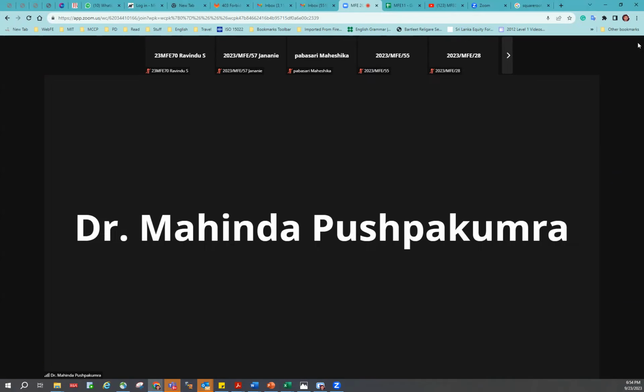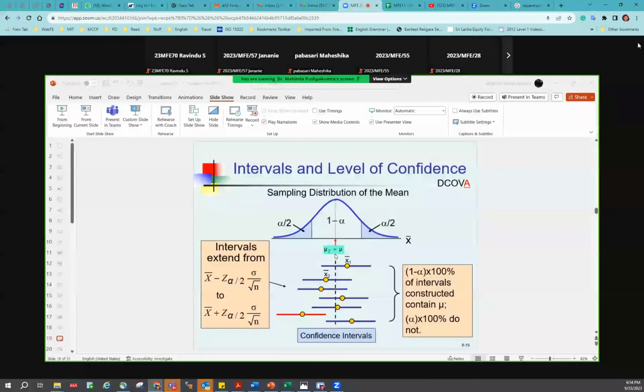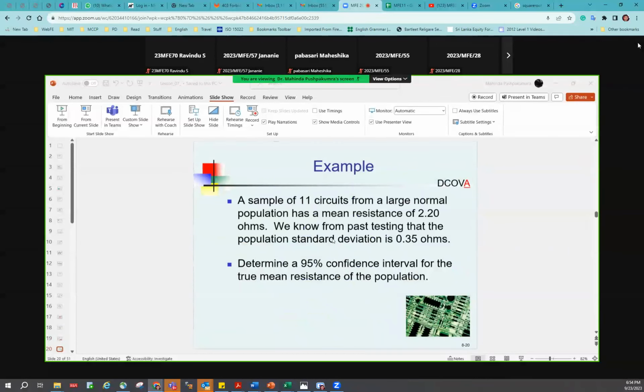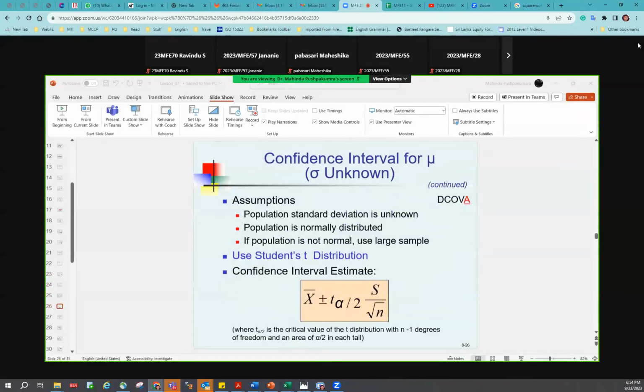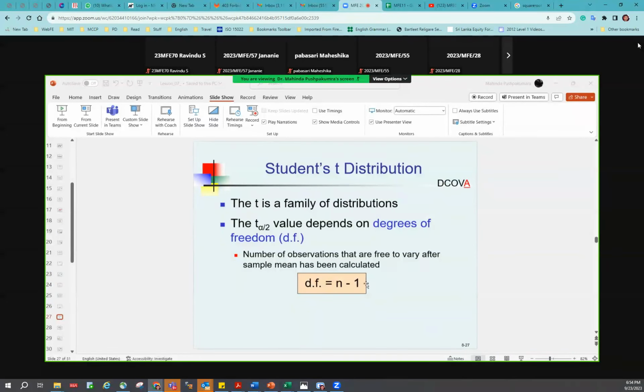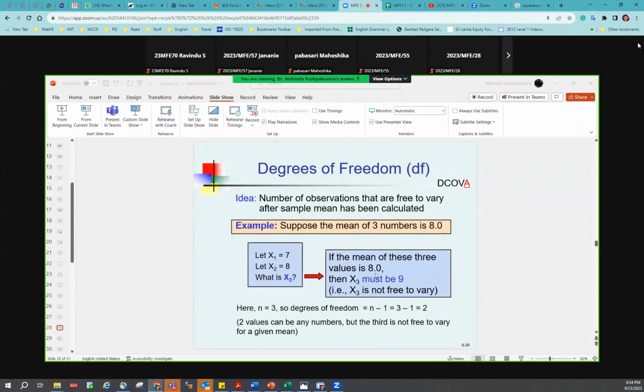If you have any doubt about confidence interval estimation, you can raise it now. There's another example here, you can do it. Then this one I also explained, the T table one. Then one asks what is the degrees of freedom. Now this is the concept of degrees of freedom: the number of observations that are free to vary after the sample mean has been calculated. This is the simple definition for degrees of freedom.